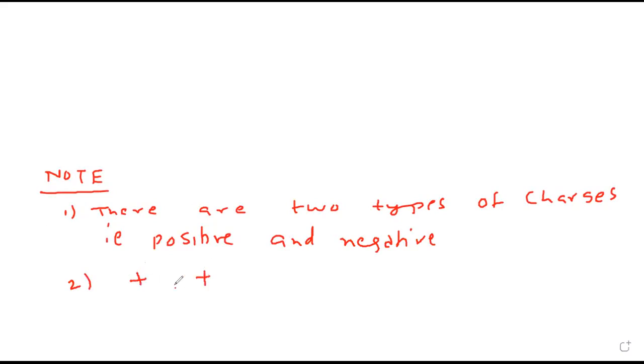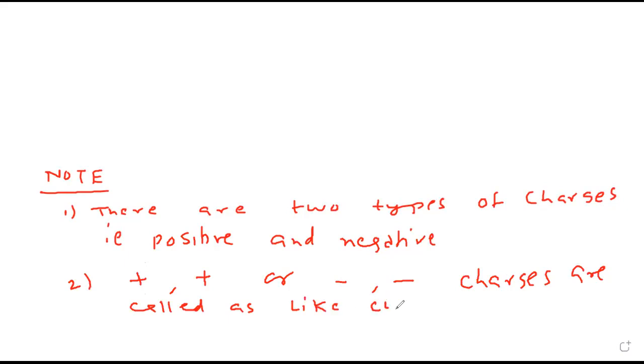Two positive or two negative charges are called like charges. When we say like charge, what does it mean? Either both are positive or both are negative. They are called like charges. They repel each other.